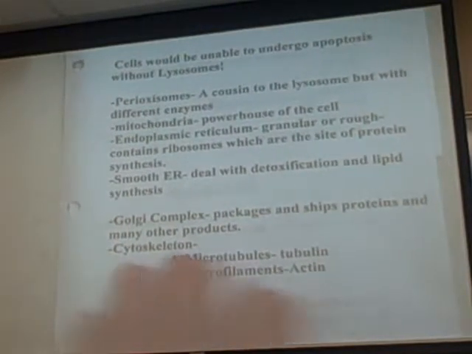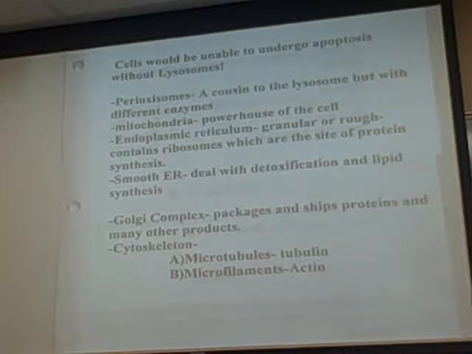Here's a test question. Top statement: cells cannot undergo apoptosis without lysosomes. We need the lysosomes to clean up the mess. A close cousin, the peroxisomes, use a little different enzyme. One uses a proteolytic enzyme, the other one uses hydrolytic. I think lysosomes use hydrolytic and peroxisomes use proteolytic. Not that it matters. One can help the other get that job done.